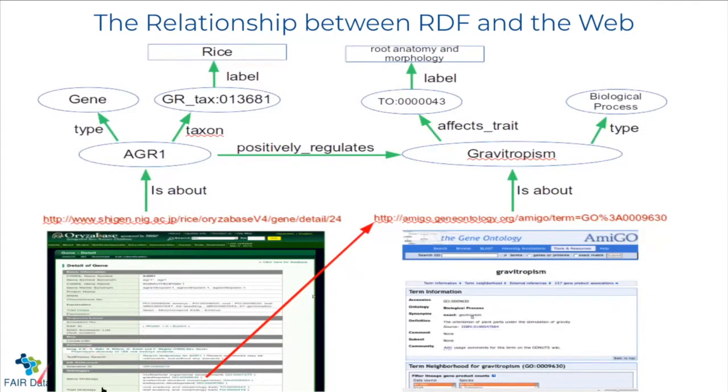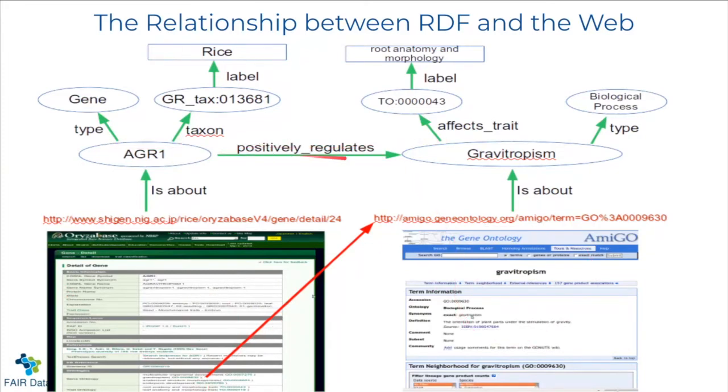So what you do is you say, okay, this page is about AGR1, which is a gene, and it's in the taxon 013681, which is rice. And AGR1 positively regulates gravitrophism. This page is about gravitrophism, and it's a biological process that affects trait 043, which is root anatomy. So now all of the information from this page over that link to this page is now explicit.